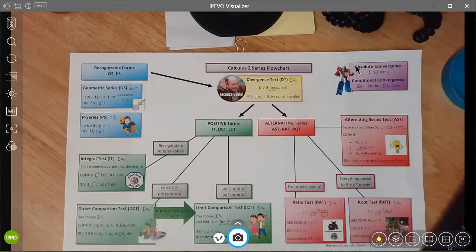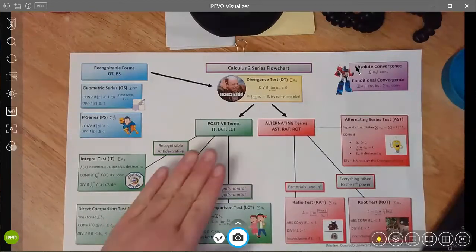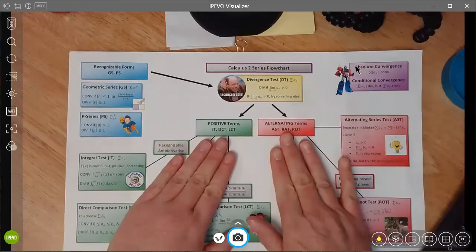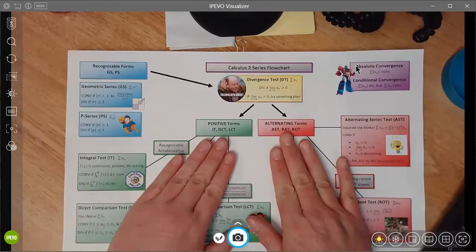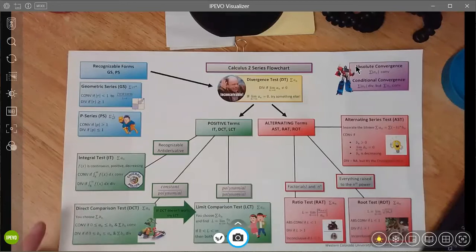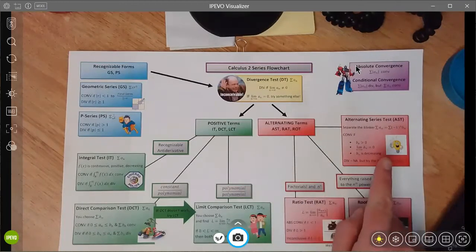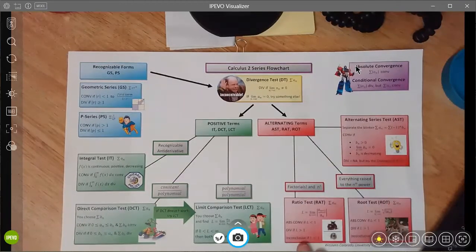So you'll take the limit as n goes to infinity. If it's not equal to 0, then you're done because your series diverges. If it is equal to 0, then you need to do some more work. So do you have a series with positive terms or alternating terms? For positive terms, we have the integral test, the direct comparison test, and the limit comparison test. And for alternating terms, we've learned the alternating series test, and now we're going to add the ratio test.